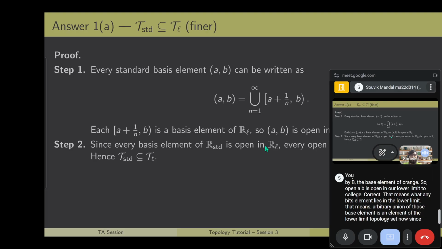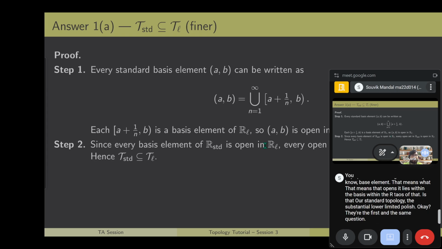Now, since any open set is nothing but the arbitrary union of base elements, that means that open set lies within the basis within the tau suffix L. So that is that the standard topology is a subset of the lower limit topology. Okay, that's the first thing.